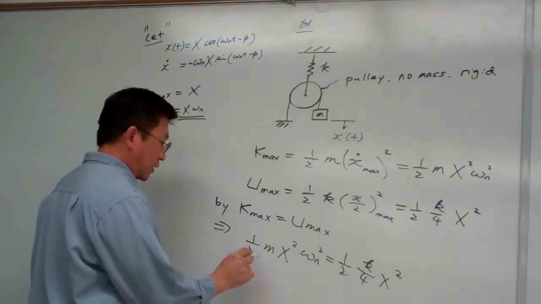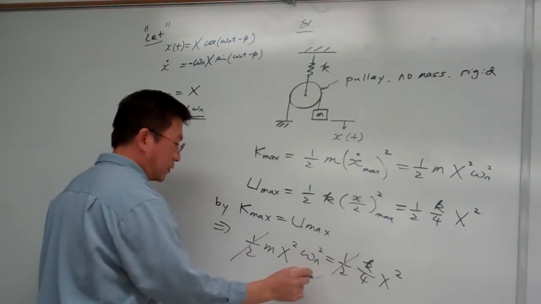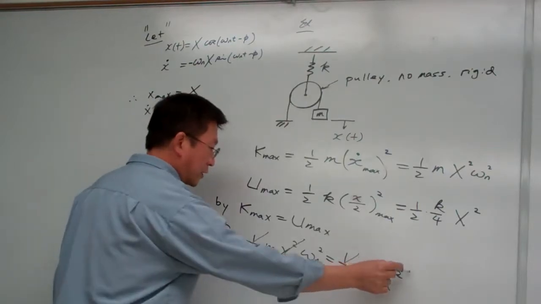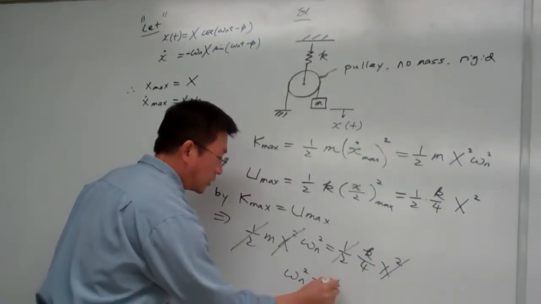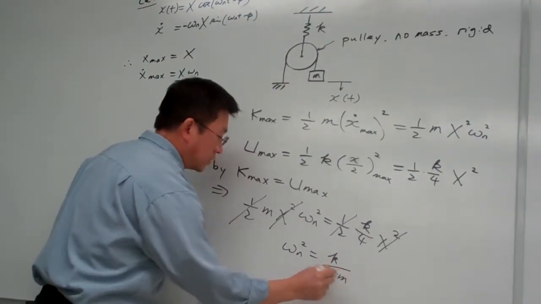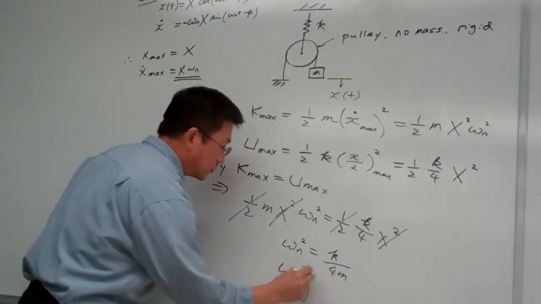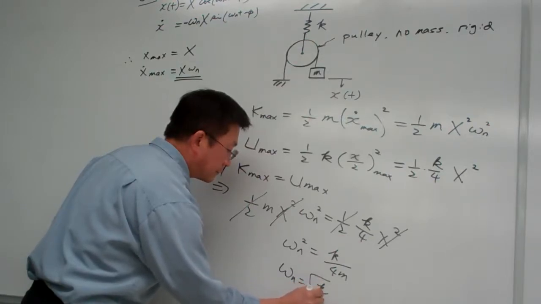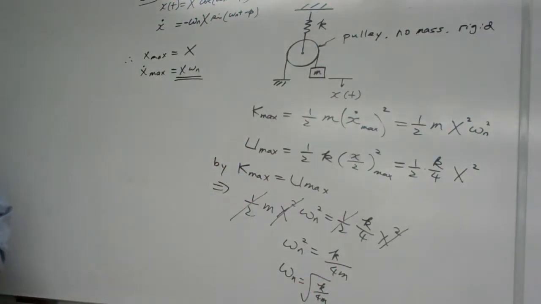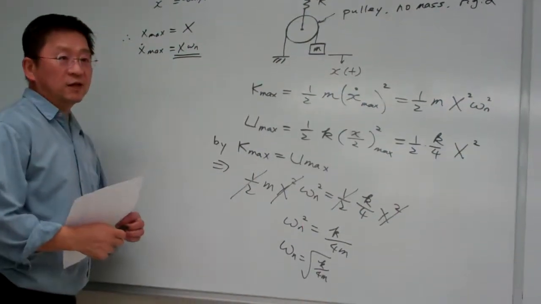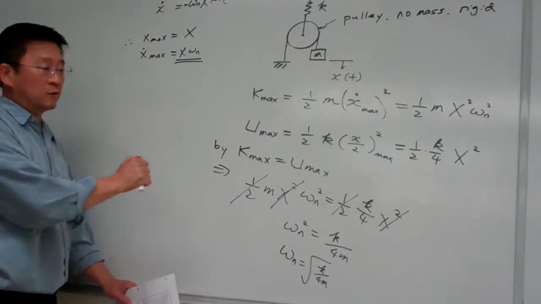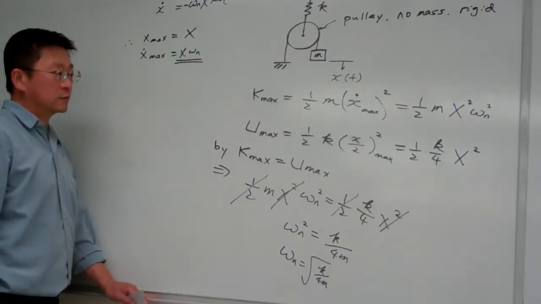So therefore, you can cancel 1/2 here. We can cancel capital X squared. So leaving omega n squared equal to k over 4m. So therefore, omega n equals the square root of k over 4m. Okay. So from this exercise, we have not derived any equation of motion, but we can directly calculate the natural frequencies.